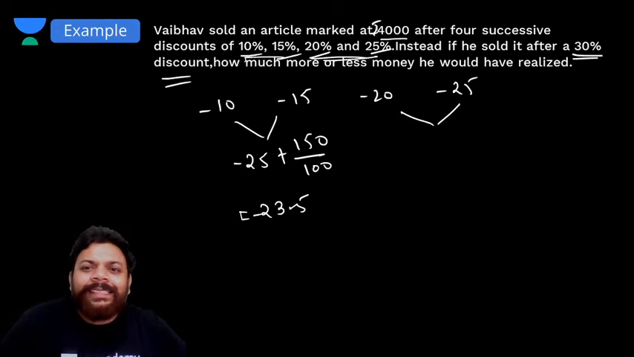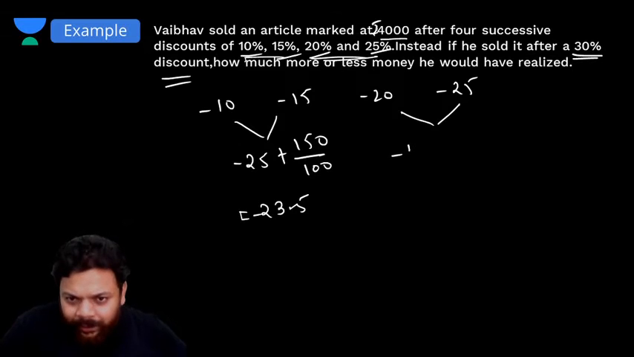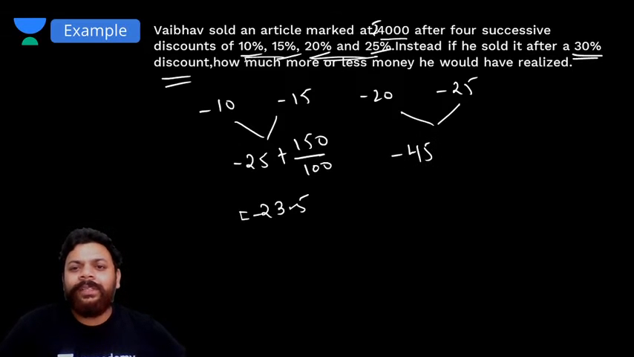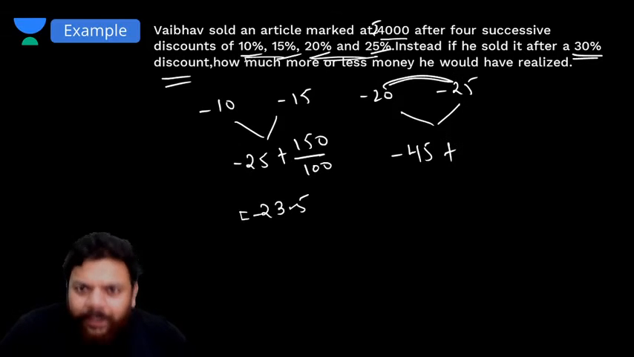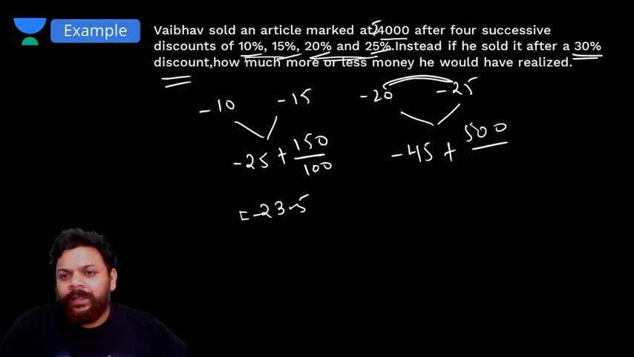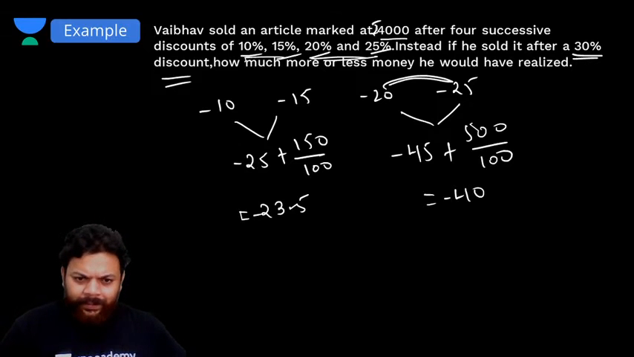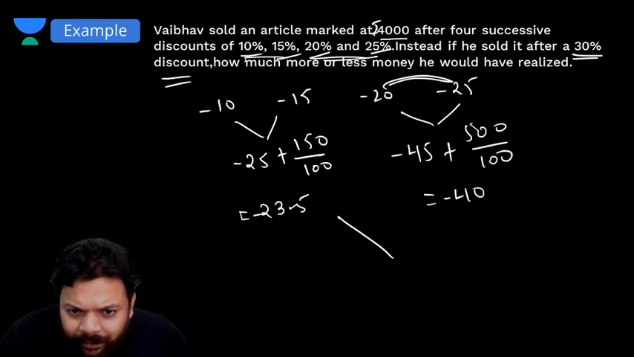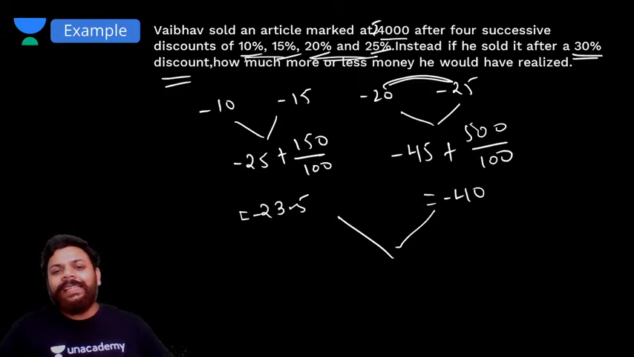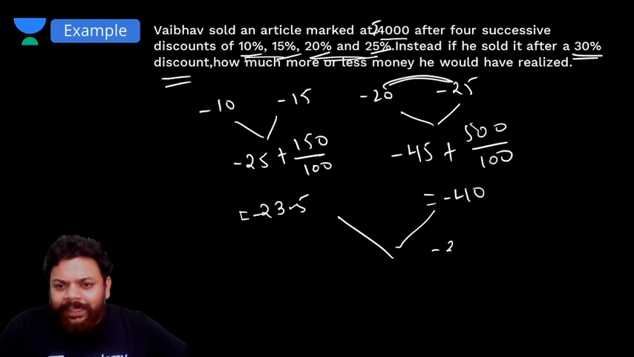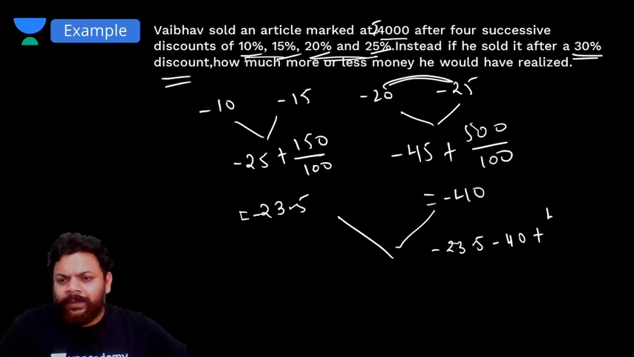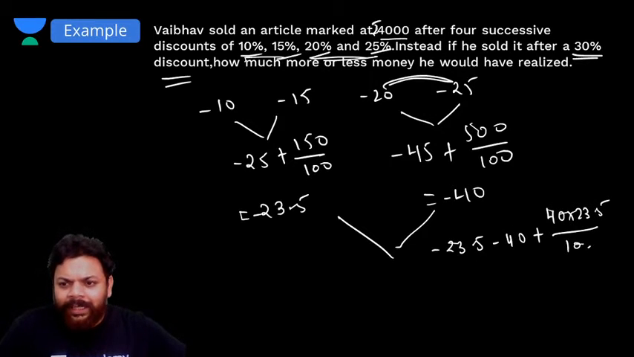So whenever I'll consider the discount of these two, this will be nothing but minus 45, and if I do the multiplication of these two, I'll get 500 by 100, and that is going to be 40, minus 40. And whenever I try to find the successive change of these two, I'll get minus 23.5, minus 40, 40 into 23.5 divided by 100.